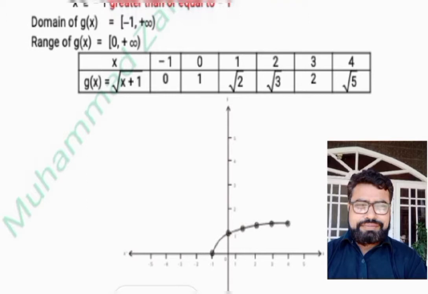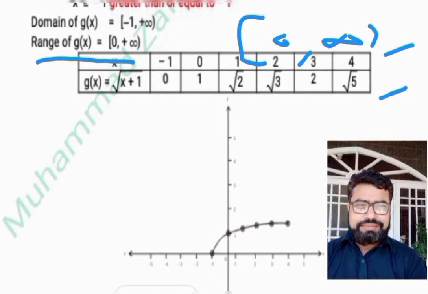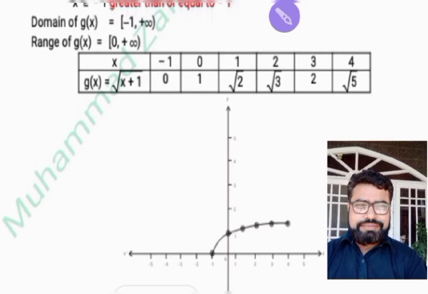Now we have to plot. These are the domain and these are the range. You have to remember, if there is a square root function, its range is always from 0 to infinity. You have to remember it. Here we have the domain and range. Now we have to plot these values.